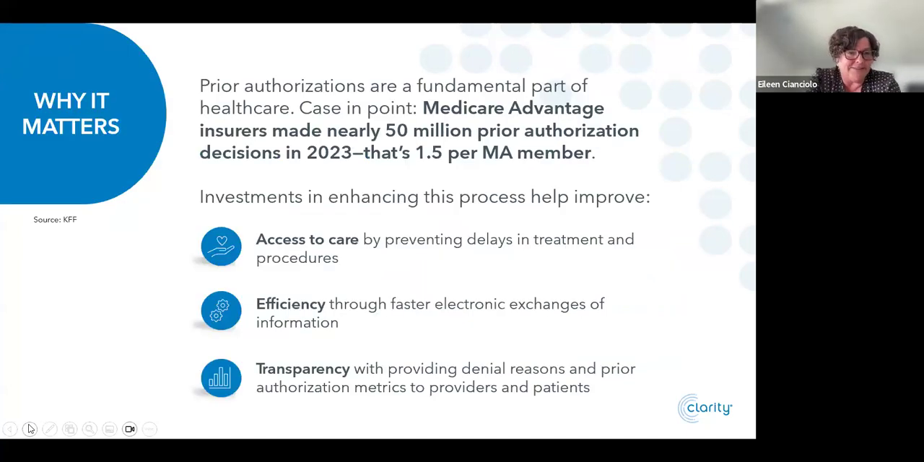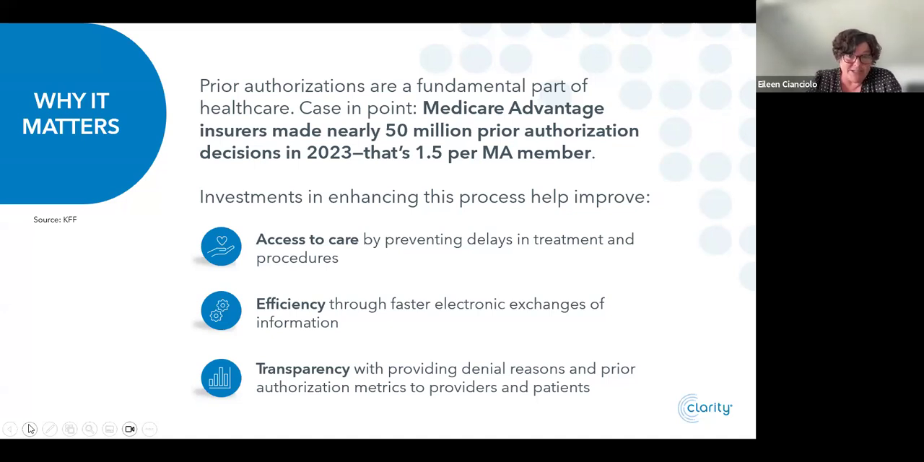So why does all of this matter? Well, prior authorization is a fundamental part of healthcare. I think the most important piece here, we probably all would agree, is access to care. Behind all of this process, behind all of these notifications and rules, there's an individual seeking care, that needs care, and we are administering a process to determine whether or not that individual is going to get the care they're seeking. So ensuring that it is the most efficient, transparent, and quick process possible is what I really think CMS's goal is in making some of these changes, so that individuals can get the care they need in a timely manner.